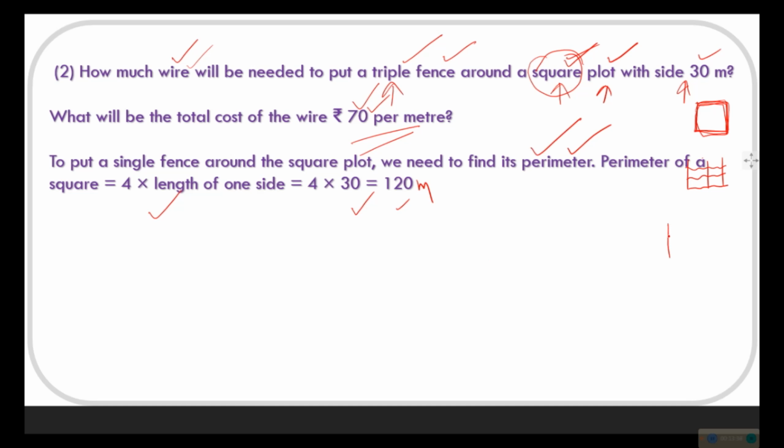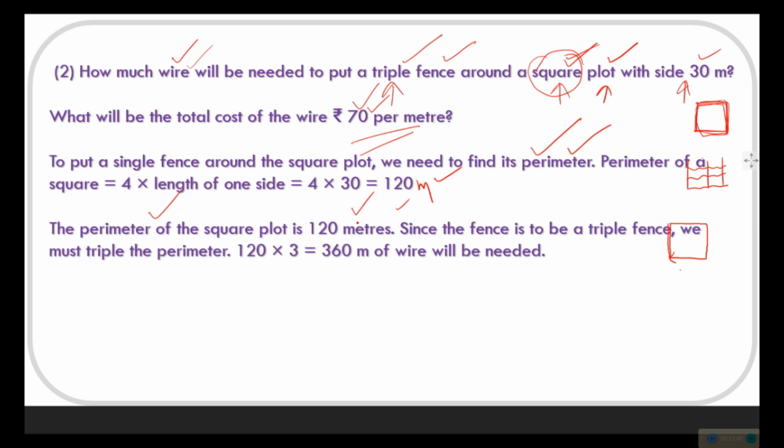Perimeter से हमको पता चला एक बार इधर से शुरू हो गया, इसे घुमा के इधर आने को 120 meters of wire required. अगर 120 meters 1 time चाहिए तो उसका 3 times चाहिए, that is 360 meter wire चाहिए, is required for 3 time fencing. Correct? 3 into 120 is equal to 360 meters of wire required for triple fence, 3 time fencing करने के लिए.